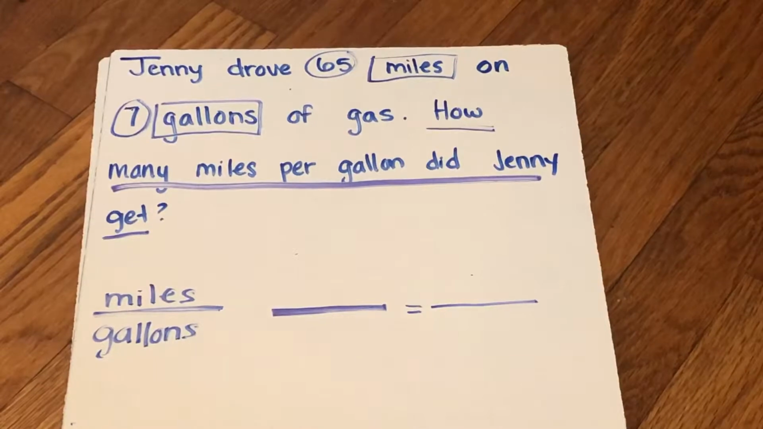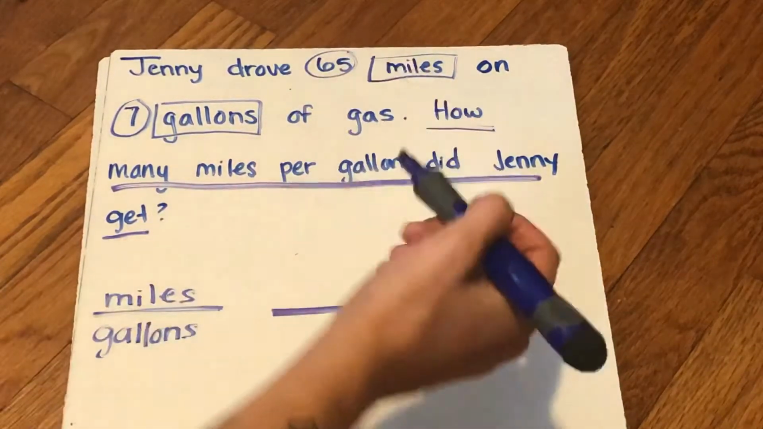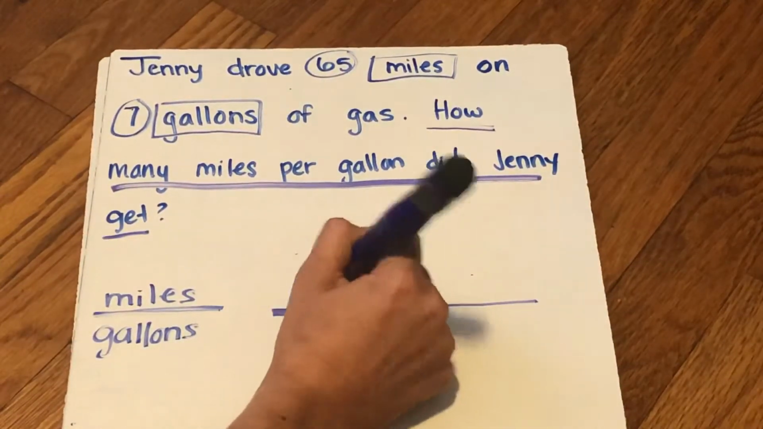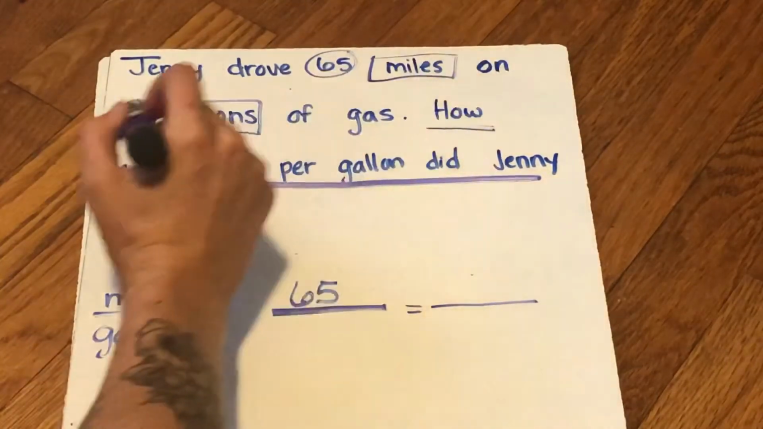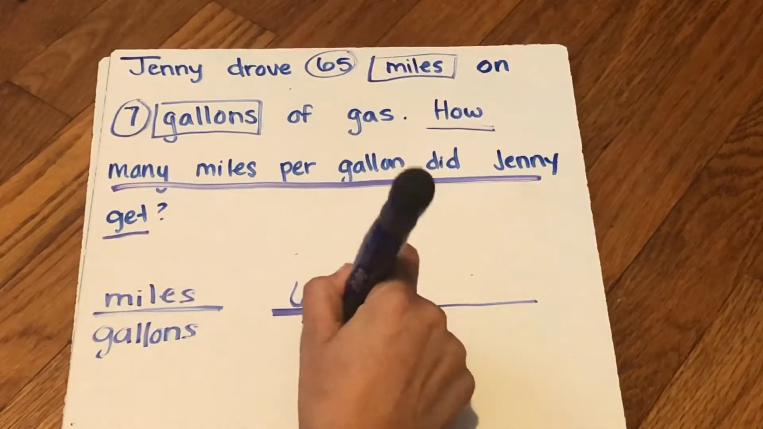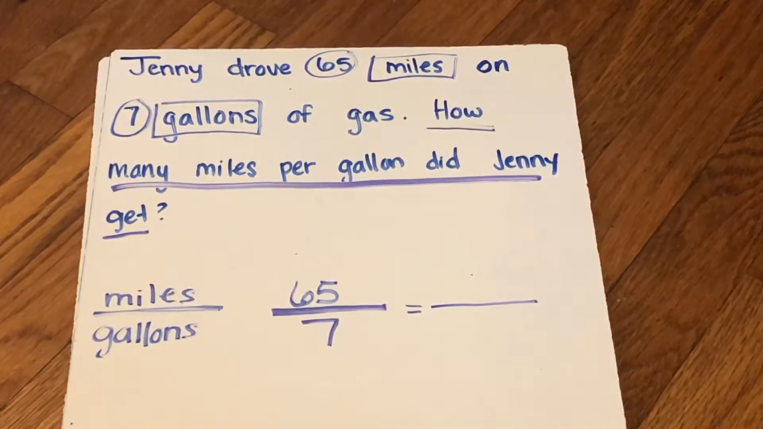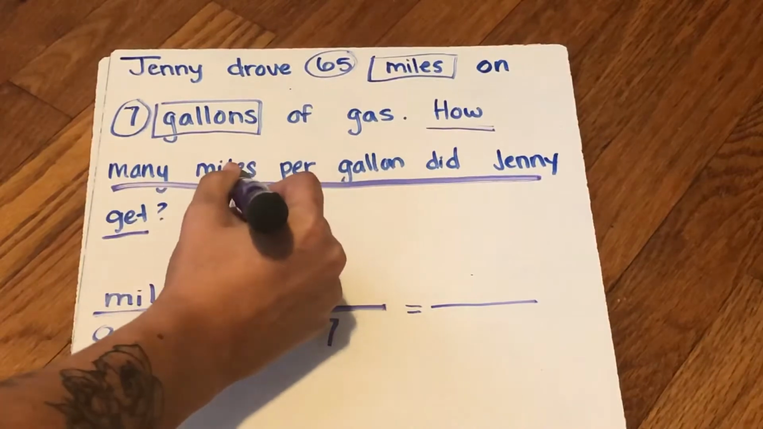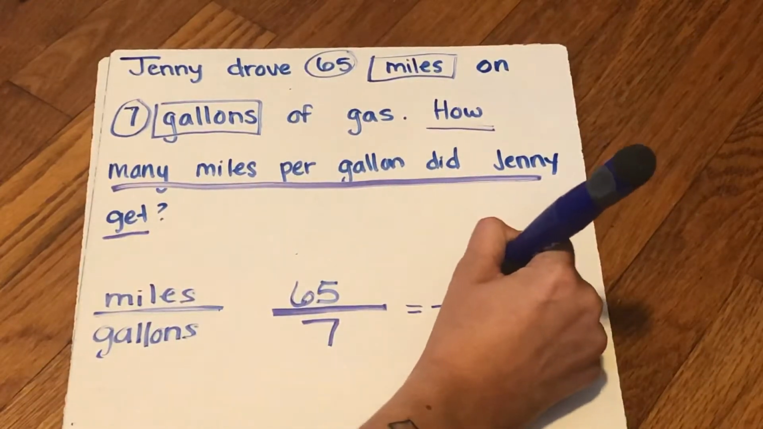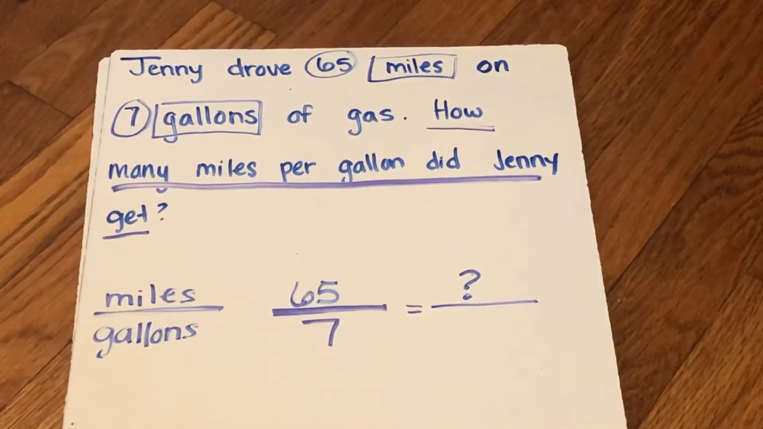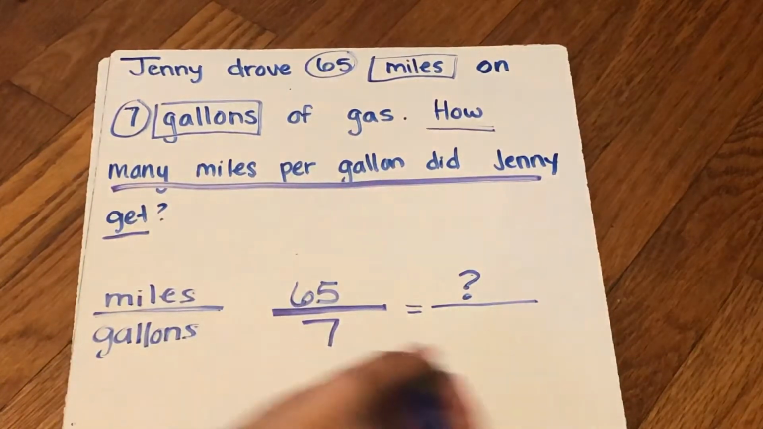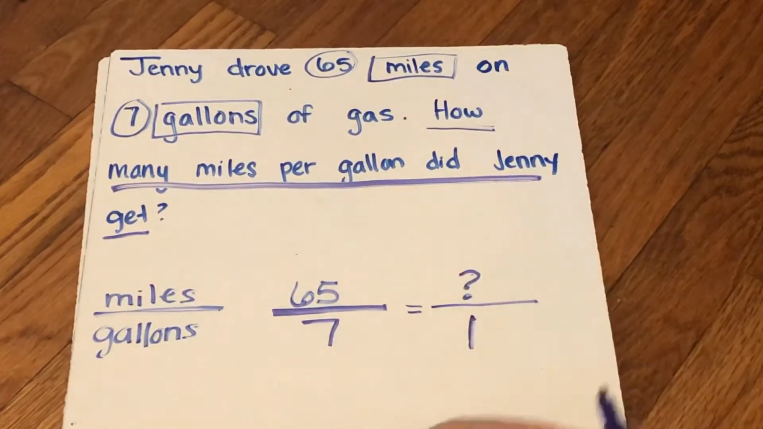Now I have to plug things in and line them up. So I have 65 goes with miles. And this 7 goes along with that 65 because it's 65 miles on 7 gallons. And 7 goes with gallons, so I'm going to put it down here. Now, it's asking me how many miles, so I'm looking for how many miles, I don't know that yet, per gallon. Now, it doesn't say per 1 gallon because in unit rate problems, they expect us to know if it just says per gallon, that is 1. So I'm looking for how many miles per 1 gallon.